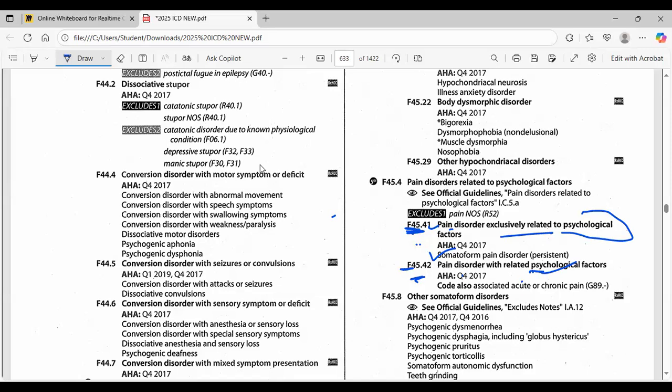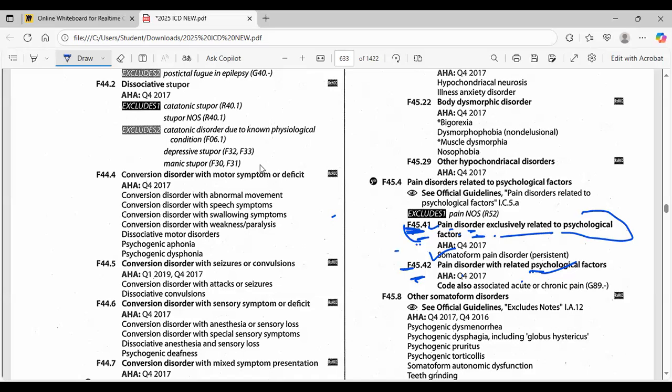No, ma'am. Okay, good. So F40, if we are using any code from series F45.41, you have to remember that you are not allowed to use any specific pain code in conjunction with F45.41, because if we resolve the psychological condition, the patient's pain will resolve automatically and the doctor does not need to do anything specifically related to that pain. So that's the only reason.